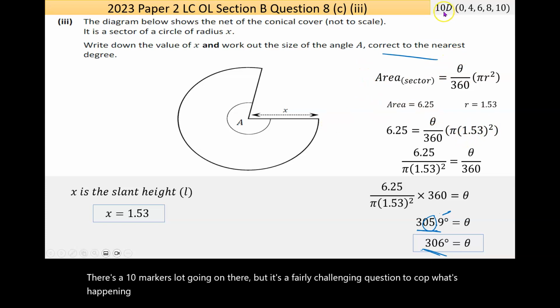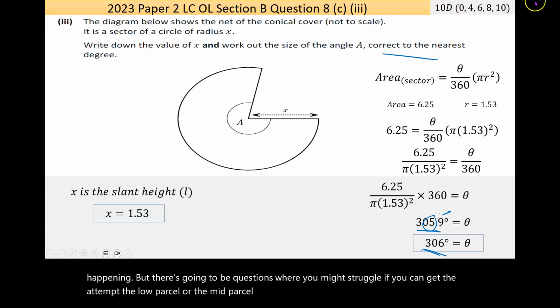But look, there's going to be questions where you might struggle. If you can get the attempt, the low partial or the mid partial, then that's great. Okay, you should be commended.